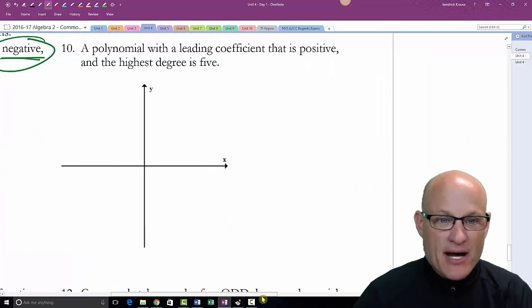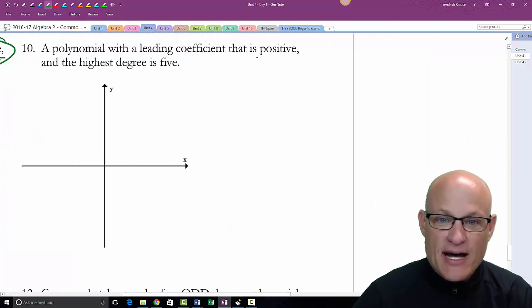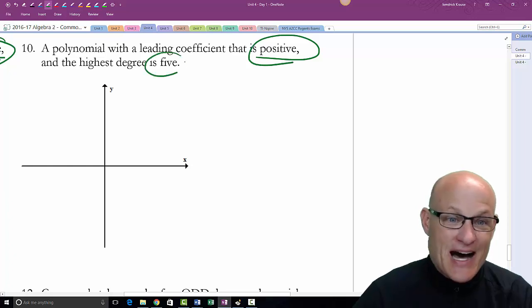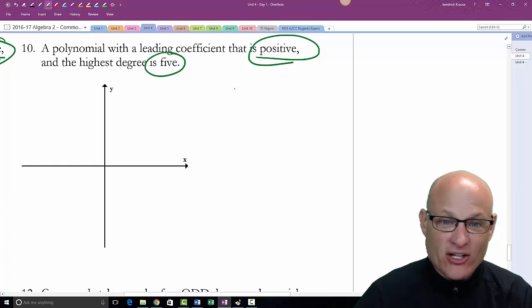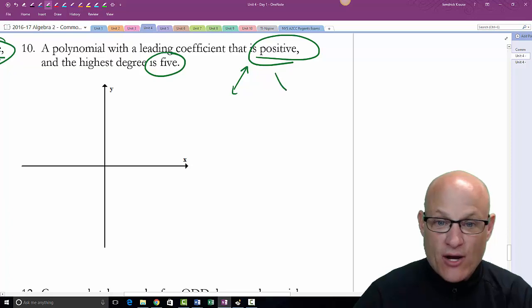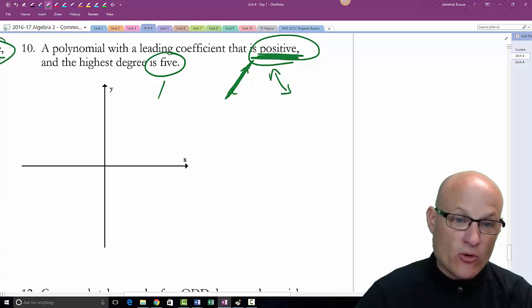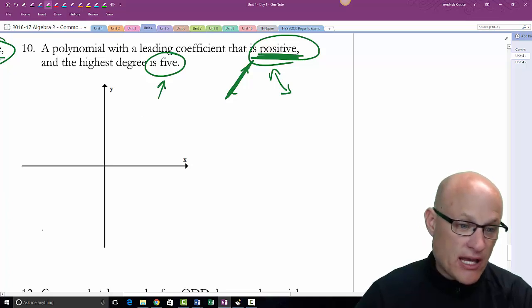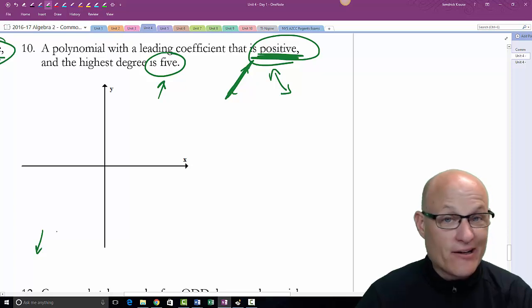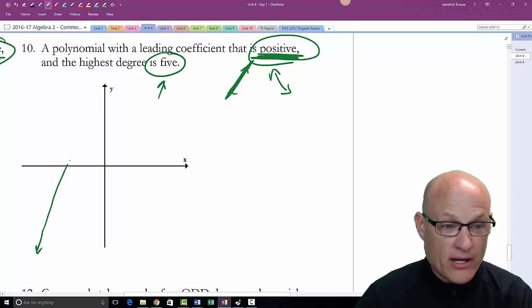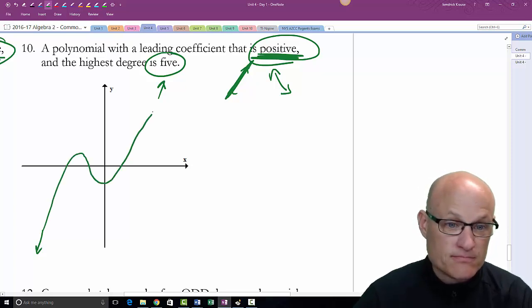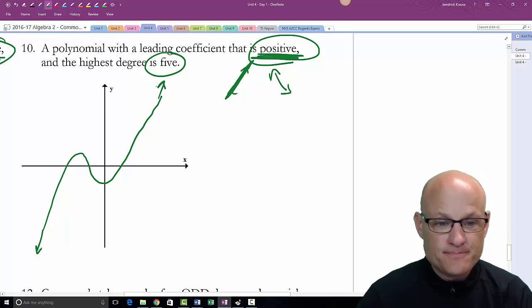Let's go over here. A polynomial with a leading coefficient that's positive and it's odd. Now, odds are going to go either up and down or down and up. But because it's positive, I want the one that's going to have a positive slope. So I know I'm going up in this direction and down in this direction. I don't know what it's doing in between, but I know it's going to have some bumps. Something like that.